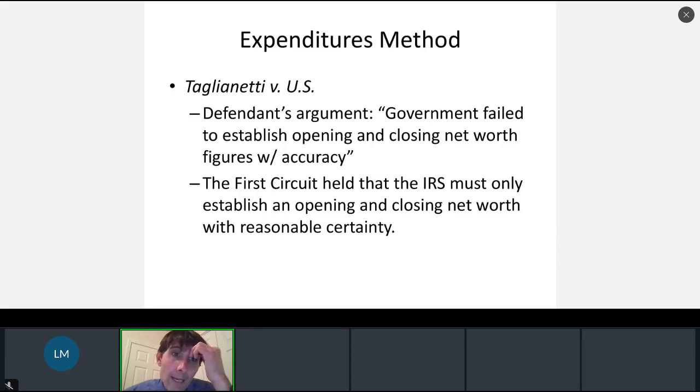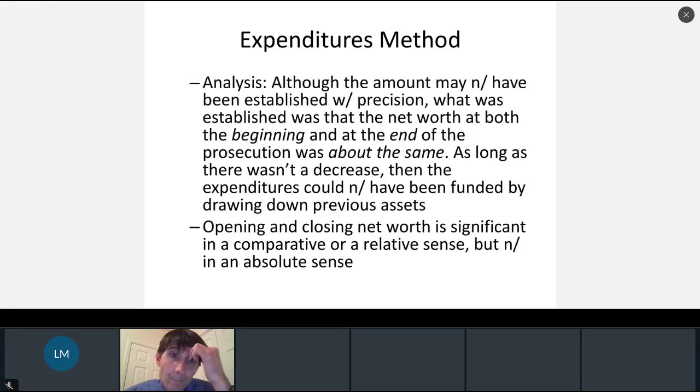There's a case here, Taglianetti versus U.S. The defendant's chief argument was that the government failed to establish opening and closing net worth figures with accuracy. The First Circuit held that the IRS must only establish an opening and closing net worth with reasonable certainty.